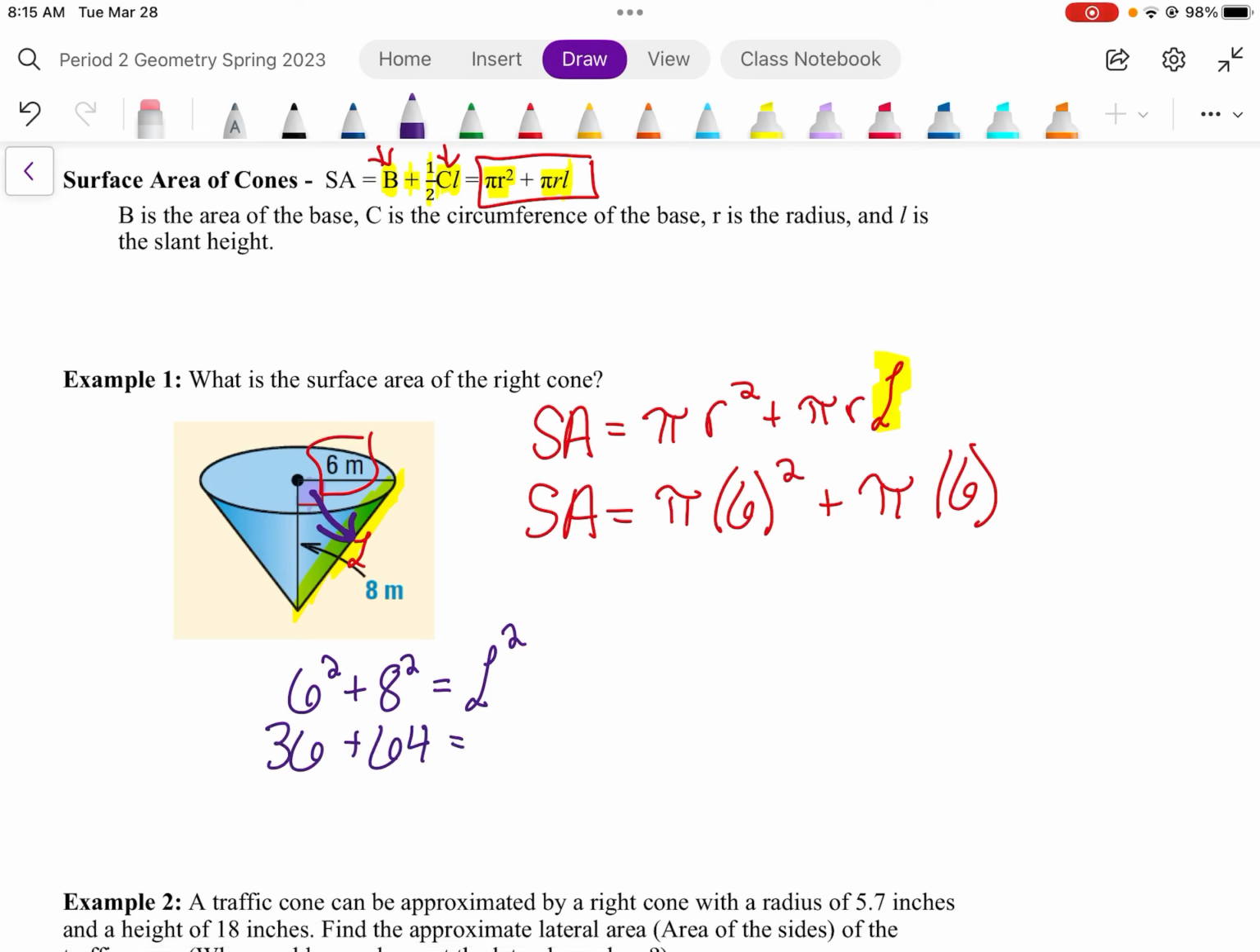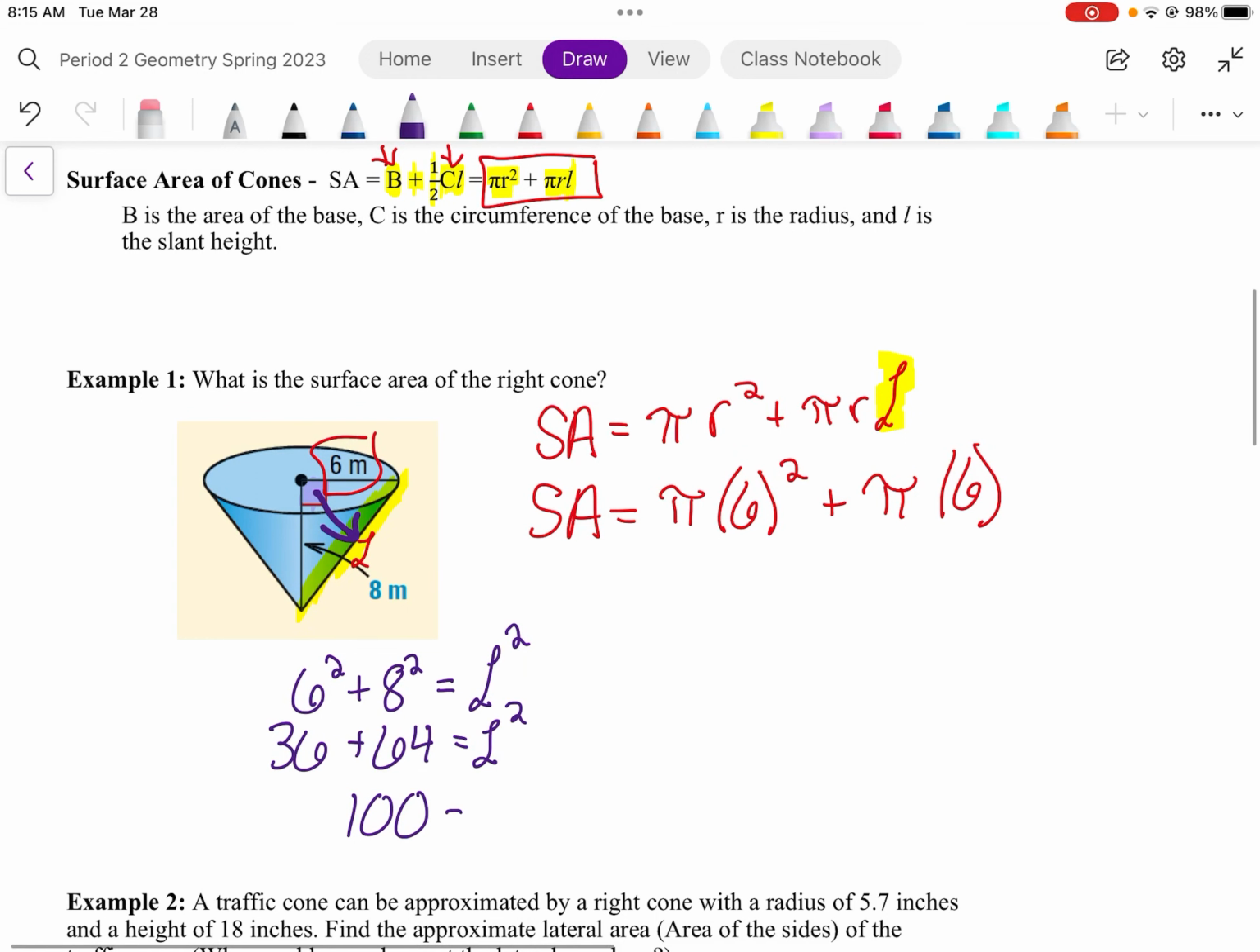So if we take 6 squared, that's 36. 8 squared is 64. If we add those together, we are going to get 100 equals our slant height squared. So our slant height is going to be equal to 10. And we can plug that in at the end of our formula.